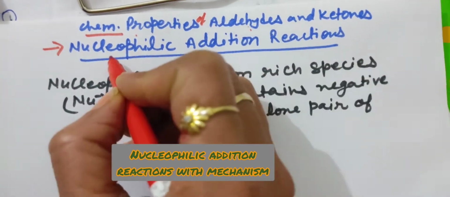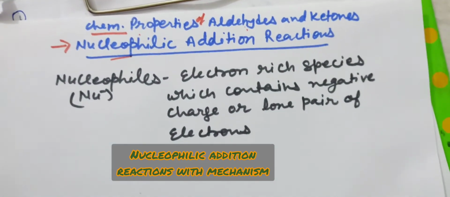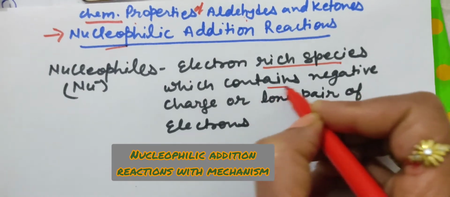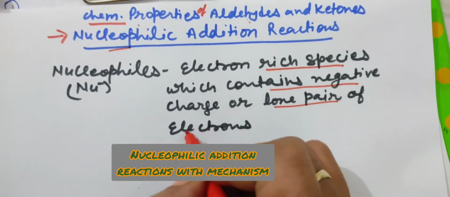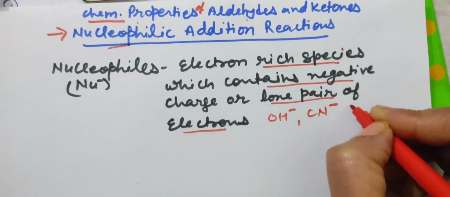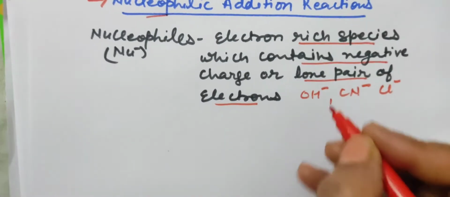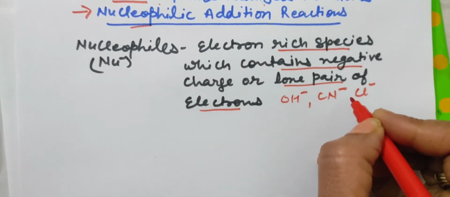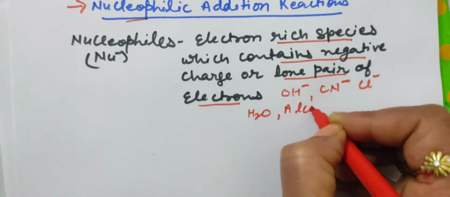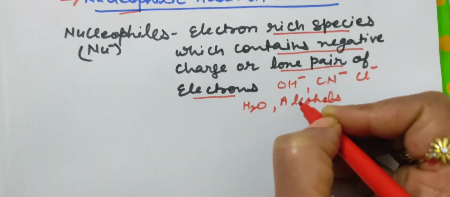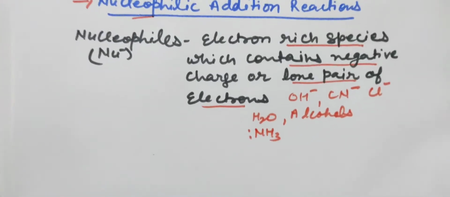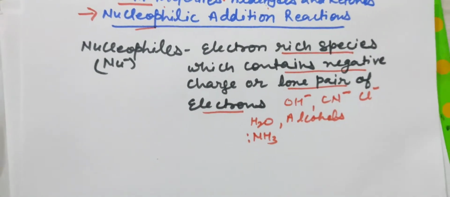Nucleophilic addition reactions means, first of all, we should know what a nucleophile is. Nucleophiles are electron rich species which contain a negative charge or a lone pair of electrons. Like OH negative is a nucleophile, CN negative is a nucleophile, Cl negative is a nucleophile. The species which contain a negative charge act as nucleophiles. In other words, H2O and alcohols are called neutral nucleophiles which contain a lone pair of electrons, and ammonia and all, which contain an extra unshared pair of electrons, are called nucleophiles.